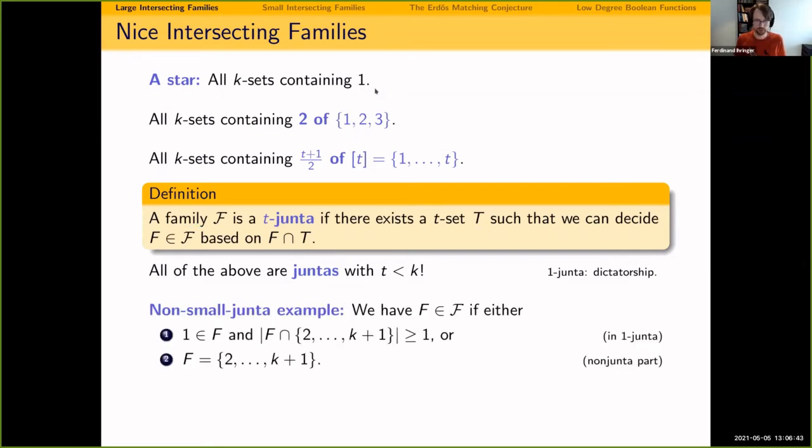Now, of course, not all maximal intersecting families are juntas. For example, we can take this example, which is well known to be the second largest example of an intersecting family, where we take first all k-sets which contain the first element, and then they must also intersect the next k elements in at least one element. And then we take one set that does not contain the first element. So here we have one set that does not contain the element 1.